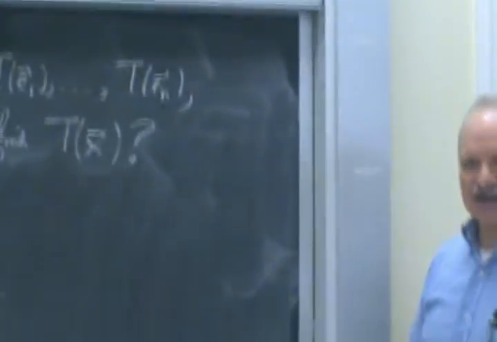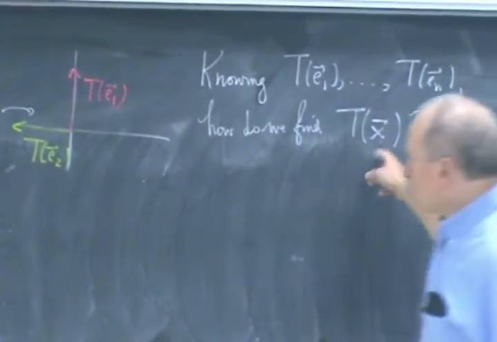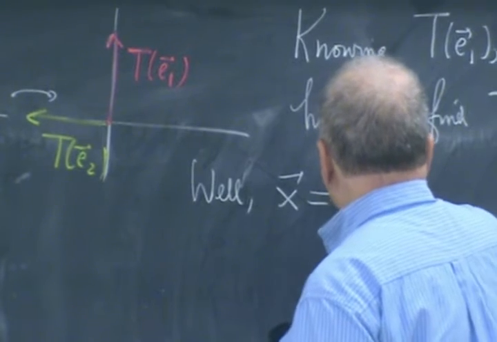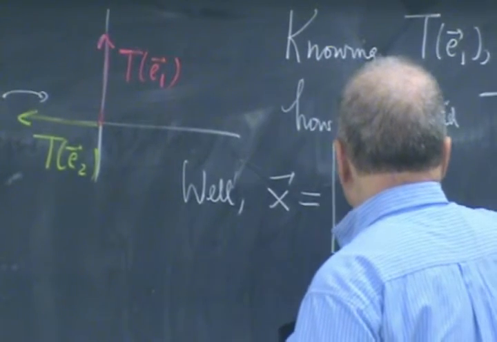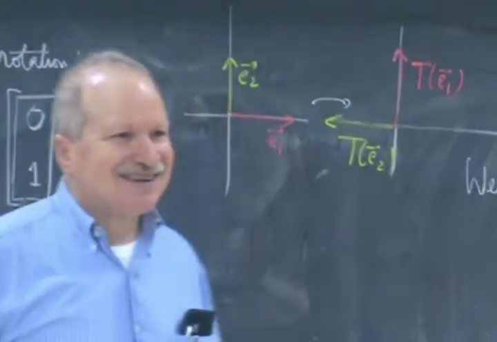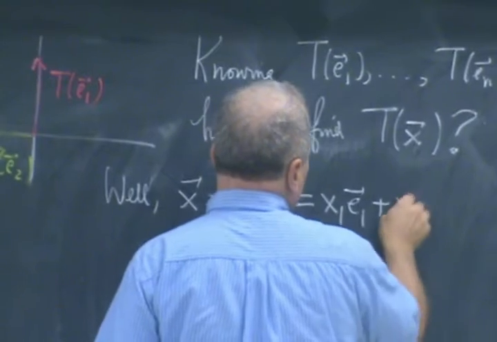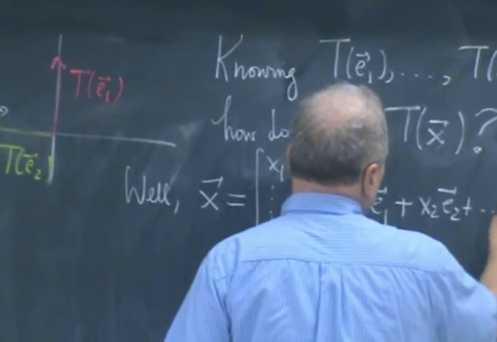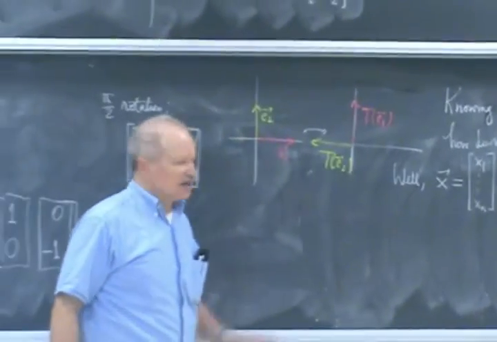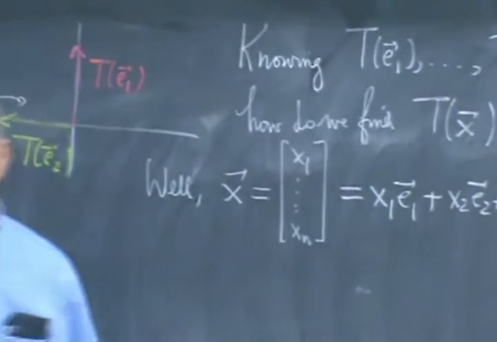So let's just follow our noses and use the rules. How can I write x? This is what we did yesterday when you guys thought I was being silly. Oh, x1 E1 plus x2 E2 and so on. Remember, the whole point of the standard basis vectors, these E's, is that you can write any vector as a linear combination of them.